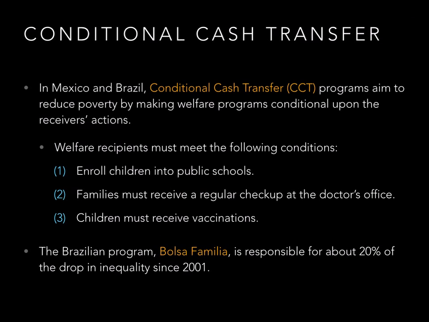Conditional cash transfer. In Mexico and Brazil, there are programs referred to as the Conditional Cash Transfer Programs, or CCT. What these programs do is try to reduce poverty by making welfare programs conditional upon the receiver's actions. So if you want to get welfare, you have to meet certain conditions. Some of these include enrolling your child in the public schools, making sure he attends, making sure he behaves. Number 2, families must agree to receive a regular checkup at the doctor's office. Stay healthy. And 3, children must receive their vaccinations.